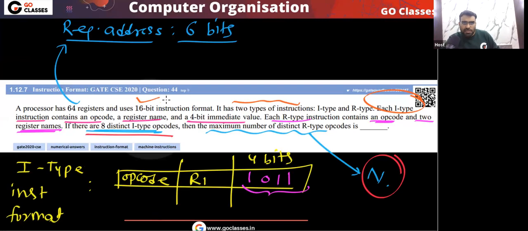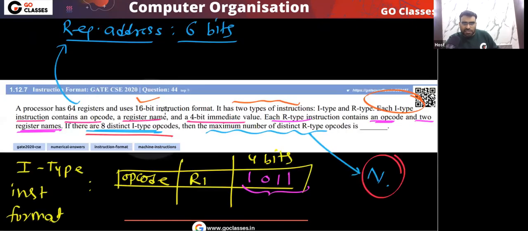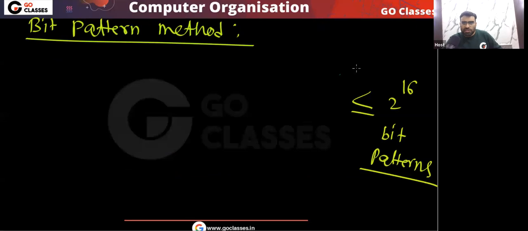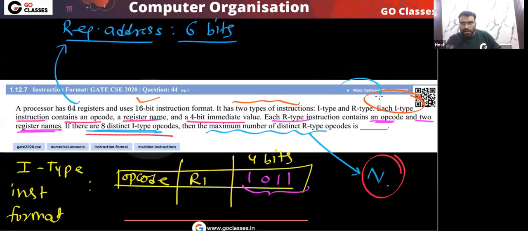You can easily see the instruction format is 16 bits. So every instruction has 16 bits, and using 16 bits, 2 power 16 bit patterns are possible. Every I type instruction and every R type instruction has a length of 16 bits. Now, some of these bit patterns will be used by I type instructions, and similarly, some will be used by R type instructions.